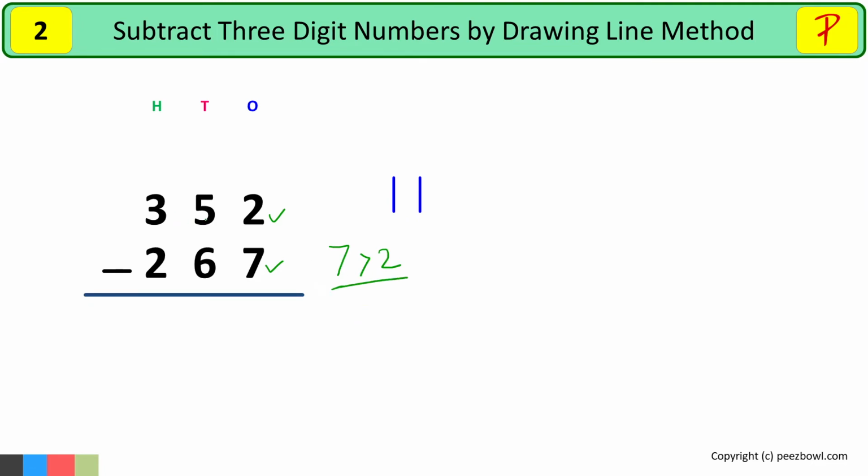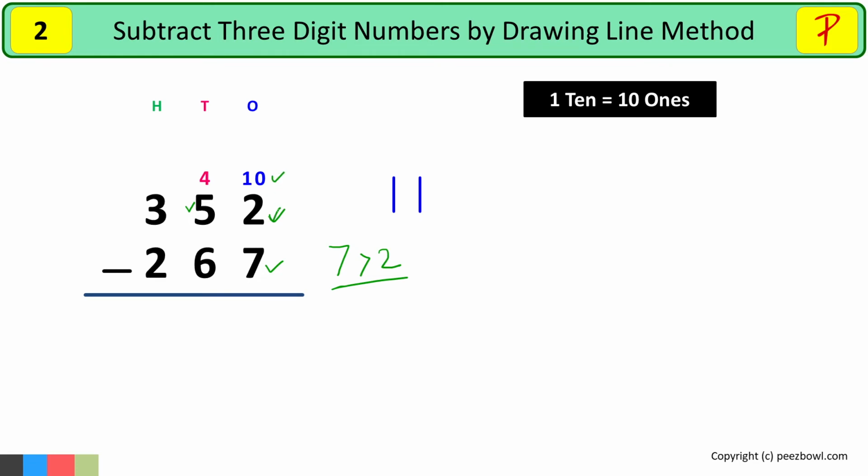In this case, we will borrow 1 ten from 5 tens in 352. Let us look at number 352. After borrowing 1 ten, there will be 4 at the tens place and 1 ten at the ones place. As we know that 1 ten is equal to 10 ones, so I replace 1 ten with 10 ones at the ones place. Now at the ones place we have 10 and 2, that is 12.